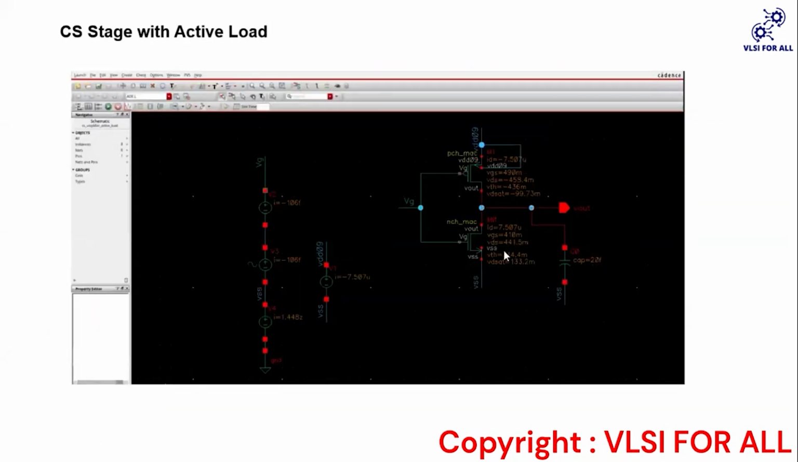Now we can see the common source with active load. As we can see here, this looks like an inverter, a CMOS inverter. So yes, we can use a CMOS inverter also as an amplifier, but this circuit has a major disadvantage. That's why we don't use this circuit as an amplifier. Now we will see the input output variation, what the gain is, and what the disadvantage of this circuit is.